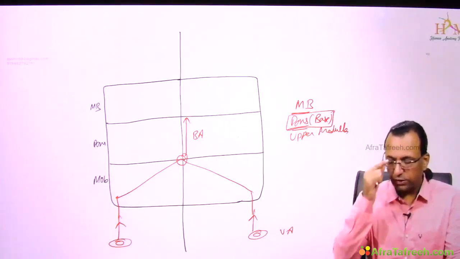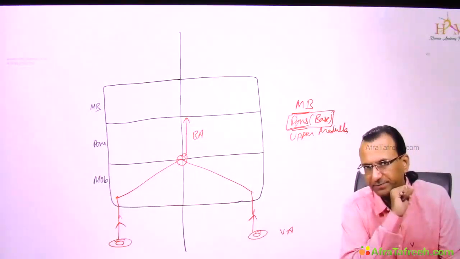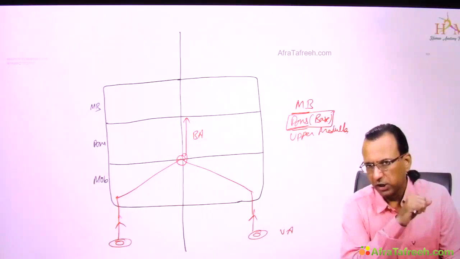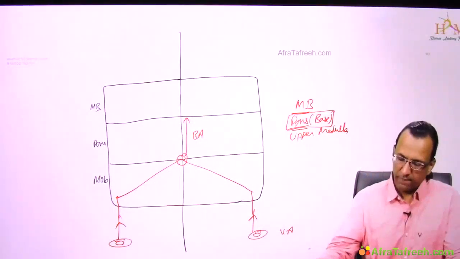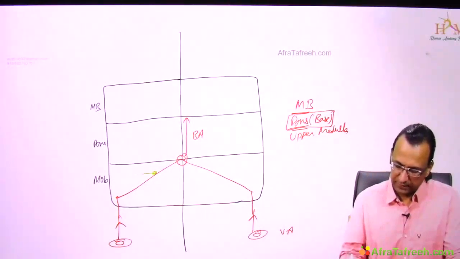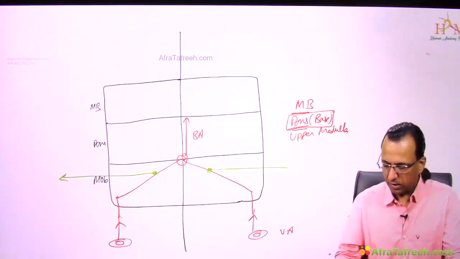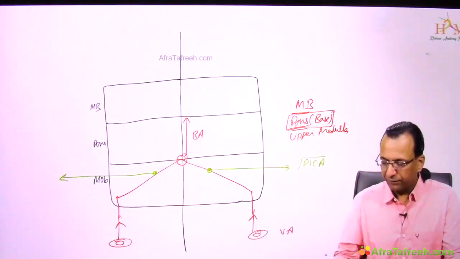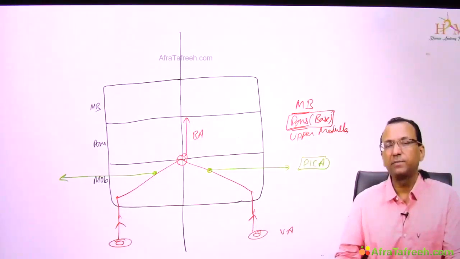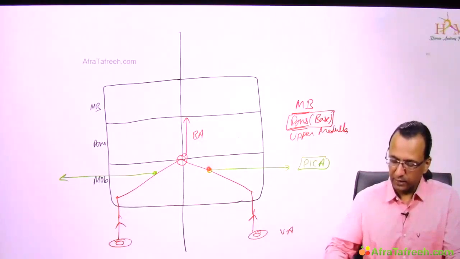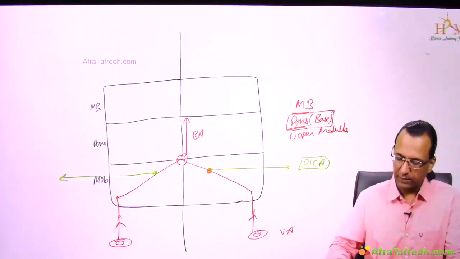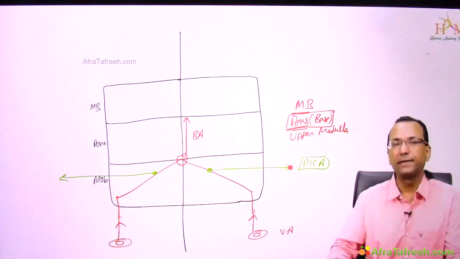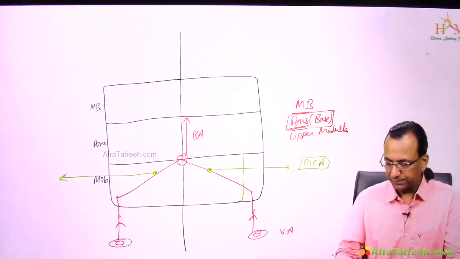But before you discuss the branches of the basilar artery, discuss the branches of the vertebral artery. What are the branches of the vertebral artery? You remember we said there is PICA. PICA, the posterior inferior cerebellar artery, supplies the cerebellum and also supplies the lateral medulla.